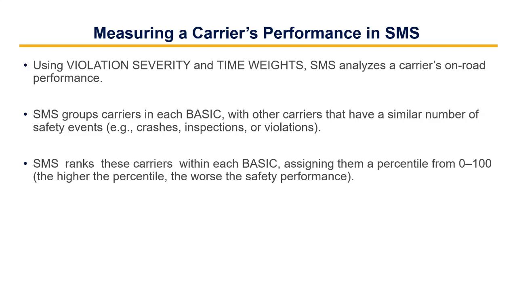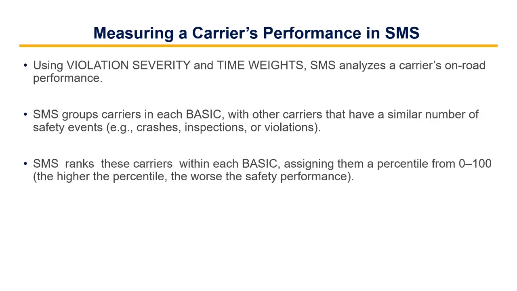All companies are then ranked within each basic from 1 to 100, with a lower number, closer to 1, being your goal, because the higher the percentile, the closer it is to 100, the more indicative it is of a poor safety performance.